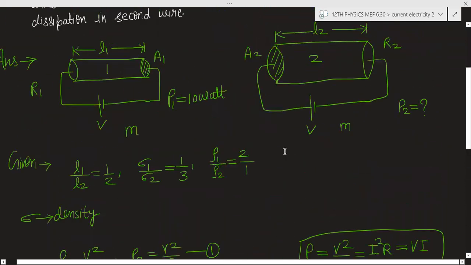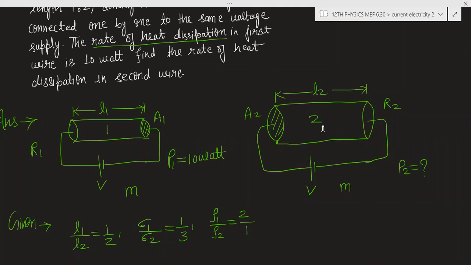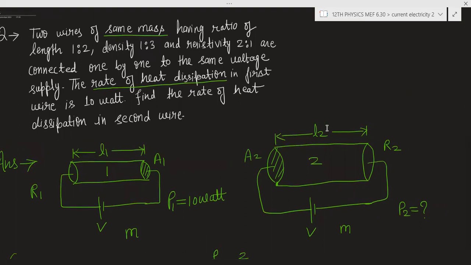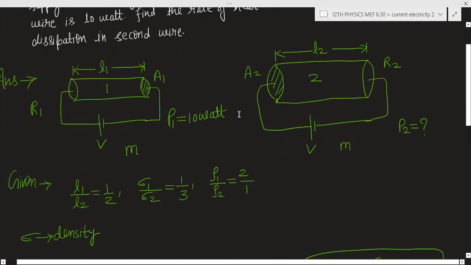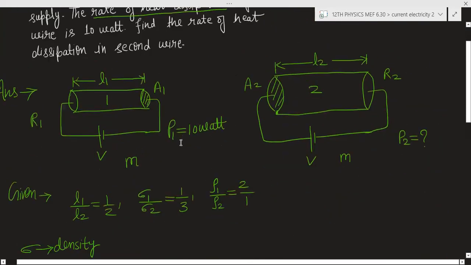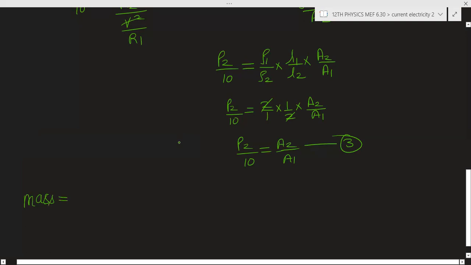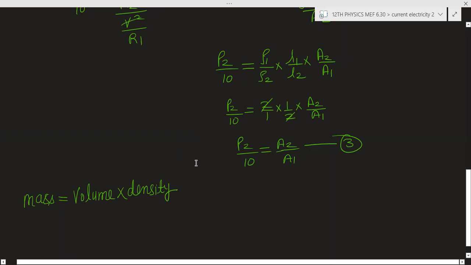Now, can anyone give me an idea how we will calculate the ratio of the area of these two wires? You can check the question also. Okay, no problem, I am telling. See here, same mass is given. With the help of this same mass, we will calculate this. First you should know what is mass. Mass is equal to volume into density.